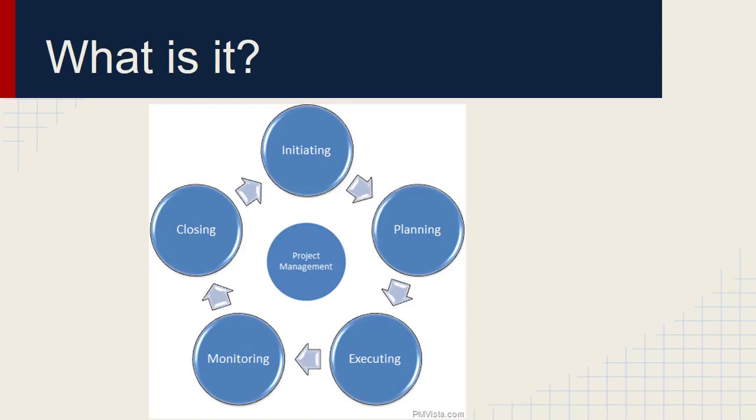A process is a series of actions directed toward a particular result. Project management process groups range from initiating activities to planning activities, executing activities, monitoring and controlling activities, and closing activities. The 5 project management groups include initiating, planning, executing, monitoring, and closing. These process groups include processes that occur throughout the project.